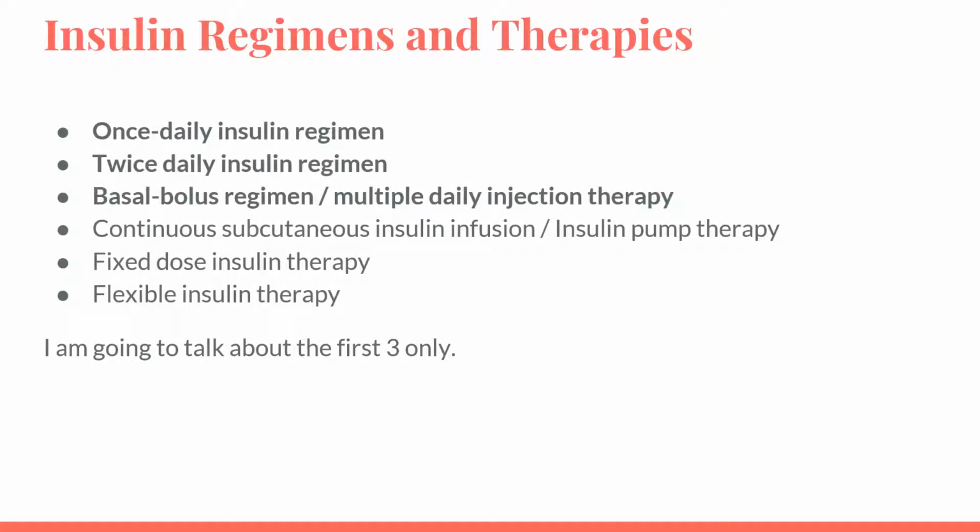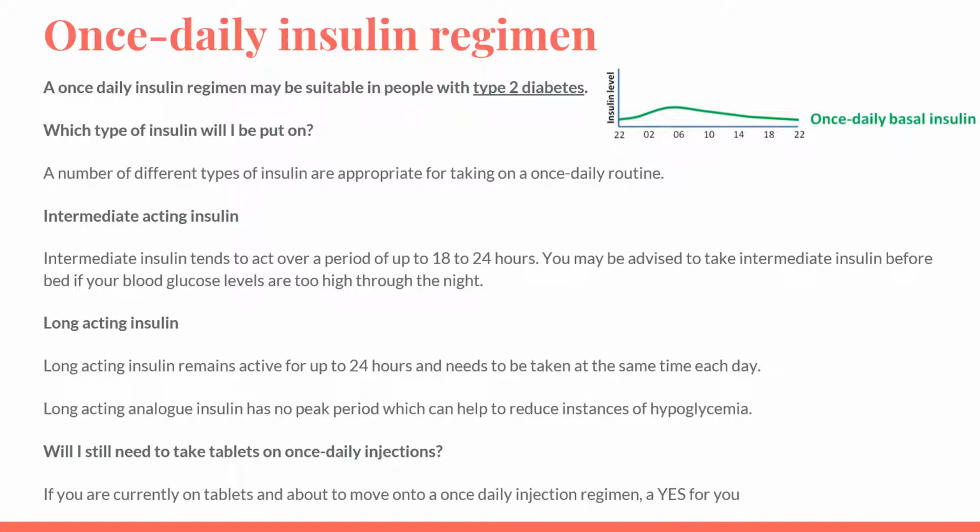There are a number of different insulin regimens to fit in with the varying requirements of different people with diabetes. There are once daily insulin regimens, twice daily insulin regimens, basal bolus regimens, or multiple daily injection therapy, and today I'm going to focus on these three regimens. A once daily insulin regimen may be suitable in people with type 2 diabetes. A number of different types of insulin are appropriate for taking on a once daily routine. Intermediate-acting insulin tends to act over a period of up to 18 to 24 hours. You may be advised to take intermediate insulin before bed if your blood glucose levels are too high throughout the night.